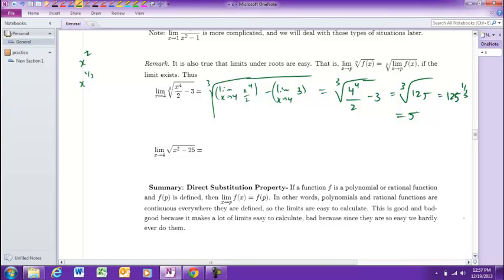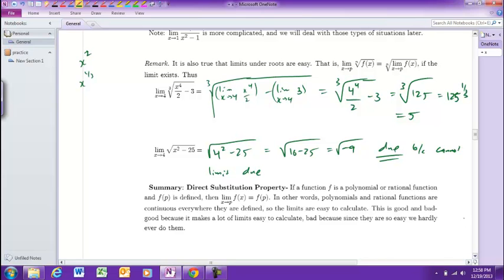On the other hand, if I have the limit as x approaches 4 of the square root of x squared minus 25, when I try just substituting in 4 here, I get the square root of 16 minus 25, which is the square root of negative 9, which does not exist. Okay, so this limit does not exist. And the reason is because we cannot take the square root of a negative number.